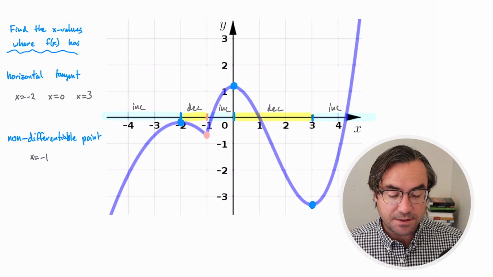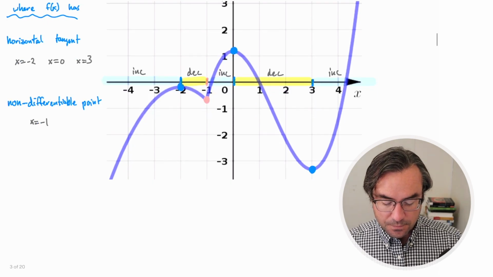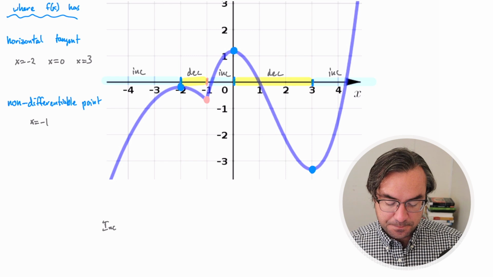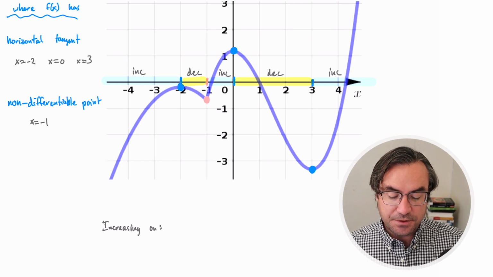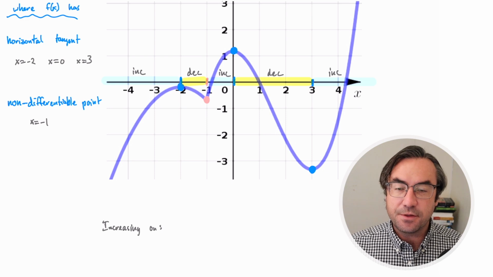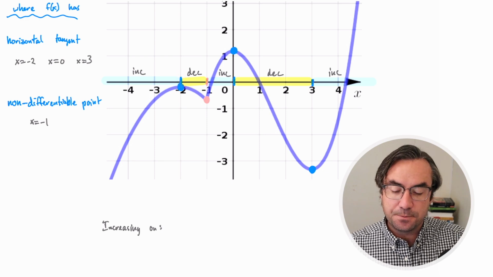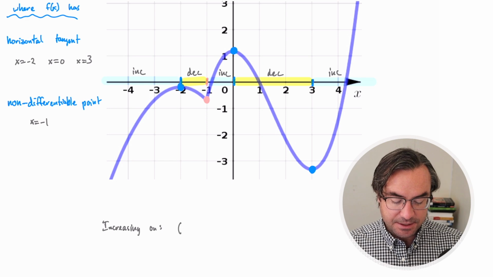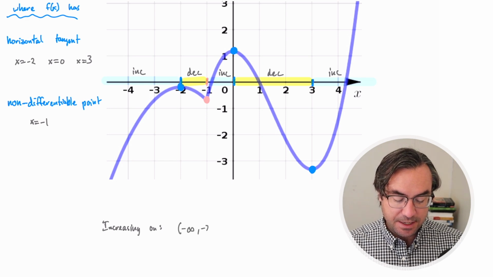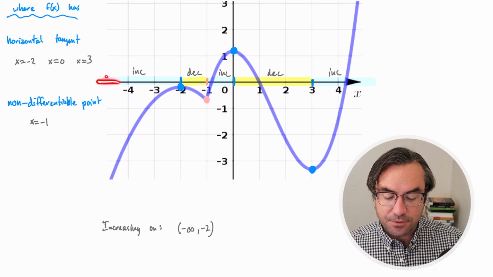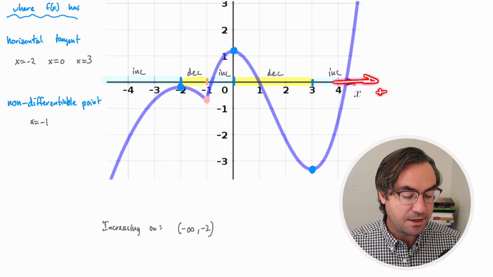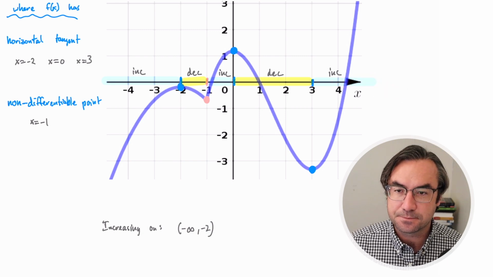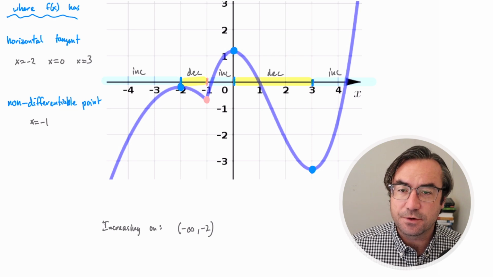So let's formally write this out. So we're going to say it's increasing on what intervals? Well, let's start with this first interval. So it's everything up to -2. So the way we indicate that is it's going from -infinity to -2. So you want to think of this direction of our x-axis, that goes off to -infinity, and this direction goes off to positive infinity. Okay, so that's one interval of increase.